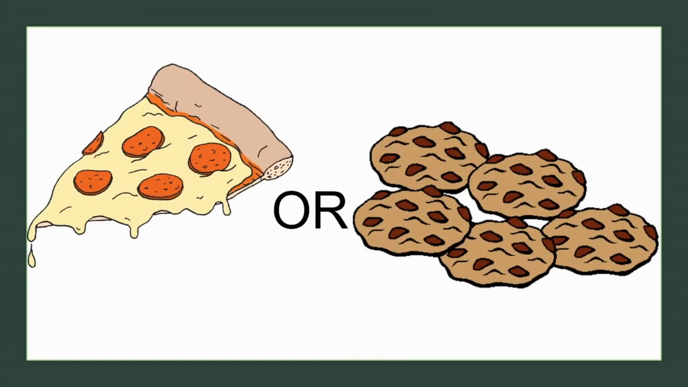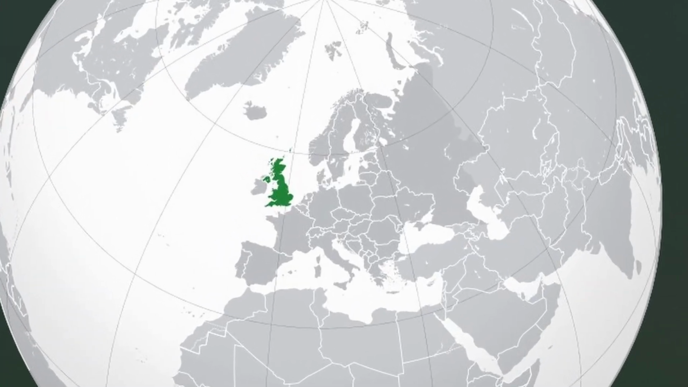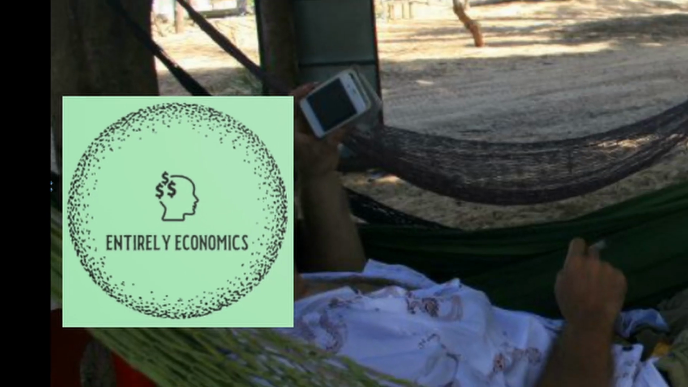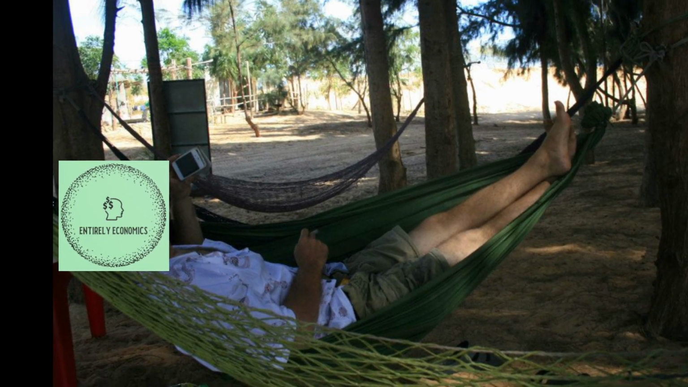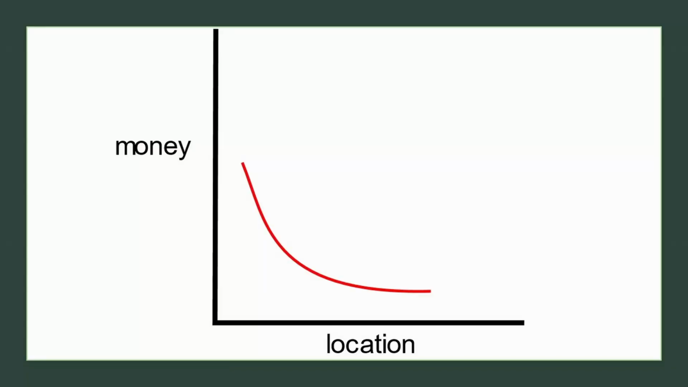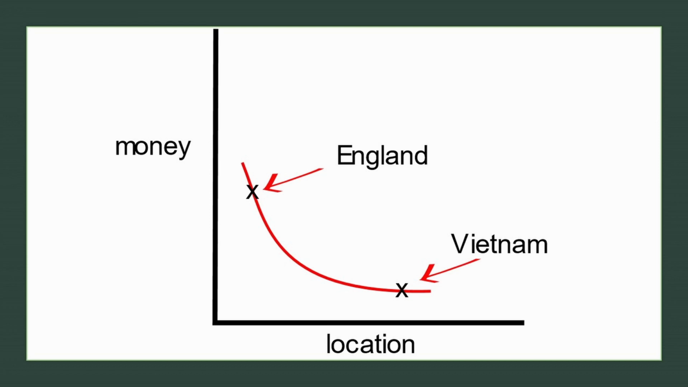Indifference curves don't have to show a choice between two objects. I live in England now, but for many years I lived and worked in Vietnam. Vietnam's a fun place to live, but the money isn't very good. England's a much more boring place to live, but the money's better. We could show an indifference curve with the two choices, like this.